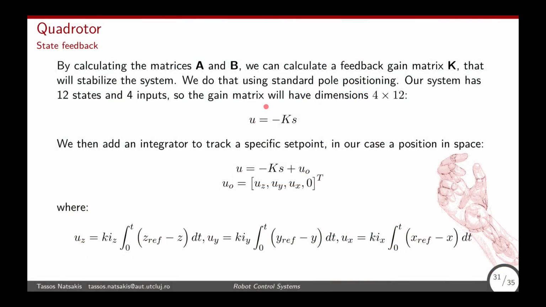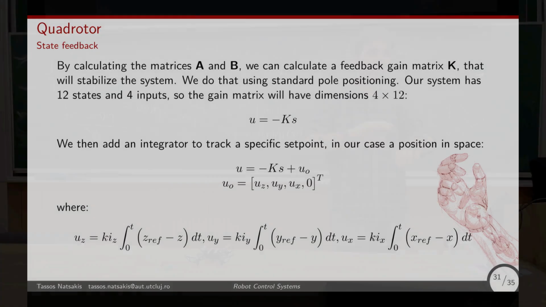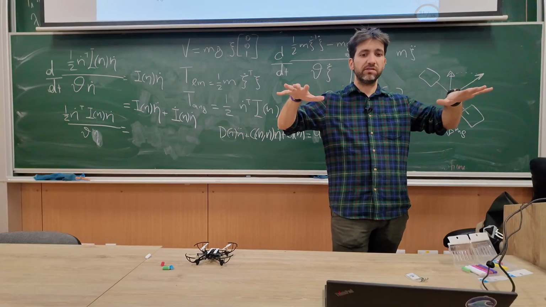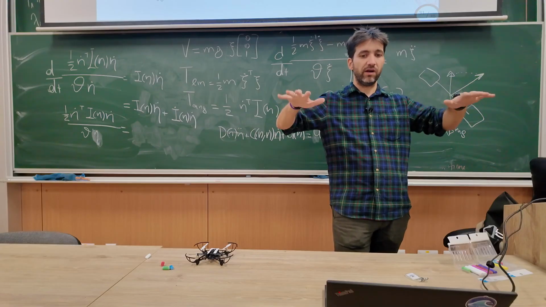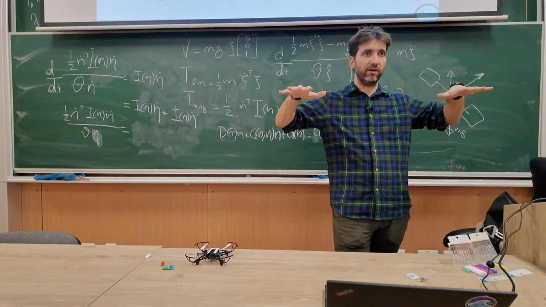And yeah, if we have the A and B matrices, we can calculate those based on some poles, and in the end, feed it back. So that will basically ensure stabilization. It will not do anything. It will just ensure that the states of the system all go to 0. So 0 position, 0 angles and velocity. So basically not moving.